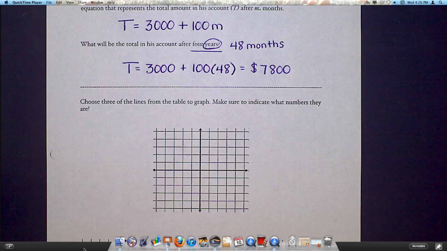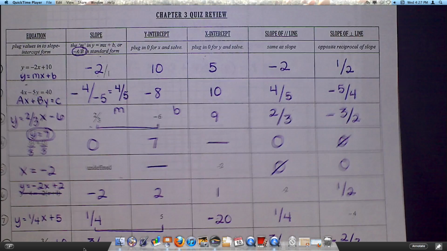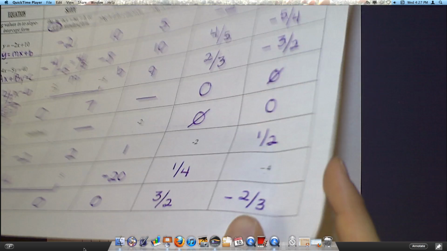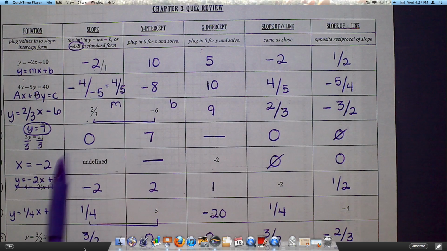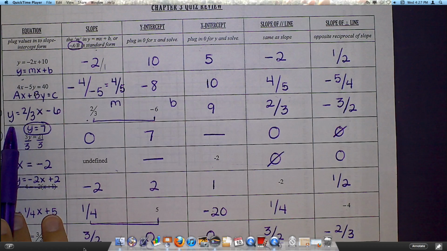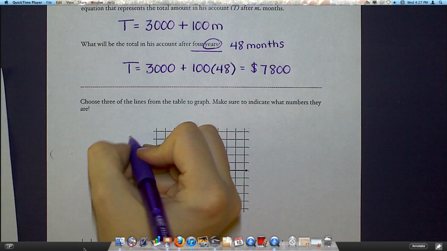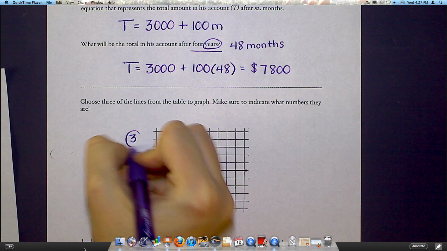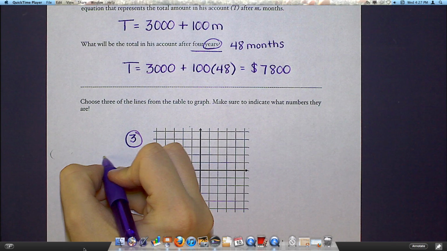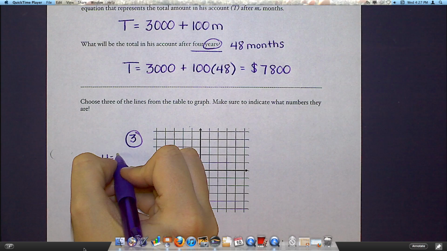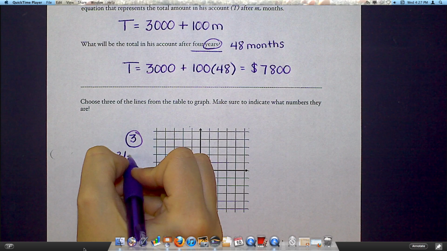So I'm going to start with question number 1. Let's see, what question number 1? Nope, question number 1 won't fit on my graph. Never mind. Let's do question number 3. Okay, so this first one I'm going to mark as question number 3. And just so you can recall, the equation for question number 3 is y equals 2/3 x minus 6.